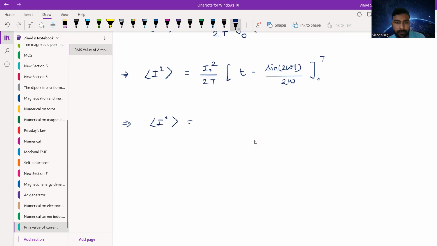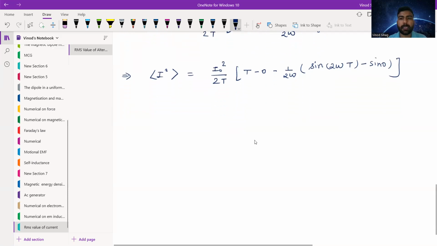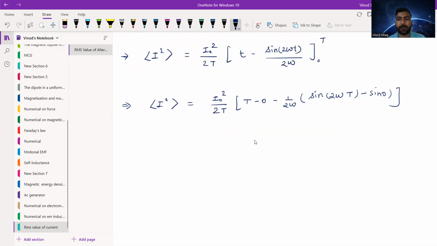We will get I square equals I naught square divided by 2t, and now first of all put the limit for small t. So it will be t minus 0. Now 1 upon 2 omega, take it out because it is a constant. And now place the limits for sine 2 omega t. So sine 2 omega into t minus sine 0, because we will multiply 0 with 2 omega, so it will make it 0. Now we know that the value of sine 0 is 0.